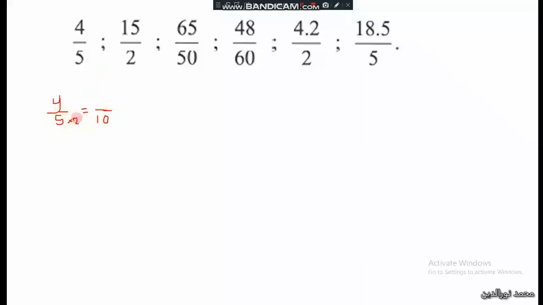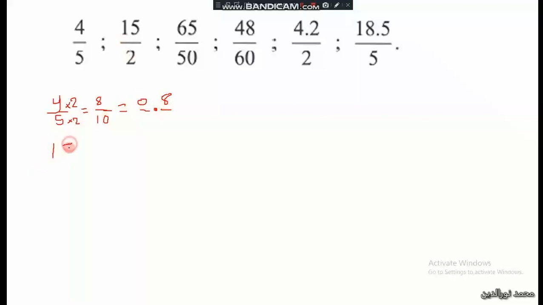multiply by 2. Here we have 4 times 2 is 8, and then we have to write it as a decimal number. So we have 10, so we have one decimal digit and we put the point right here. So we have 8 here and nothing to the left, so we put 0, so it's 0.8.